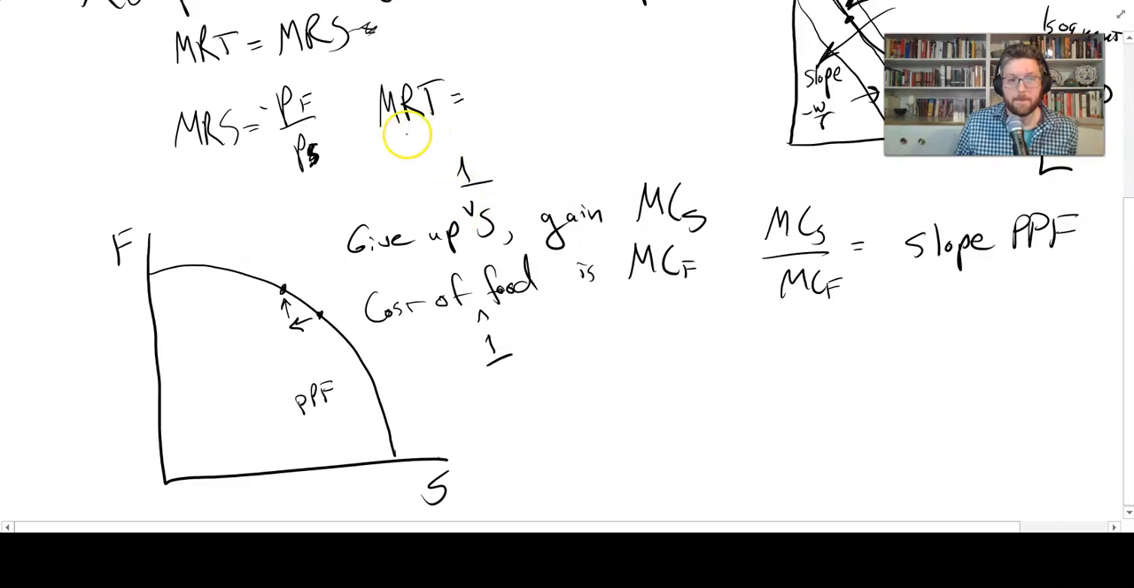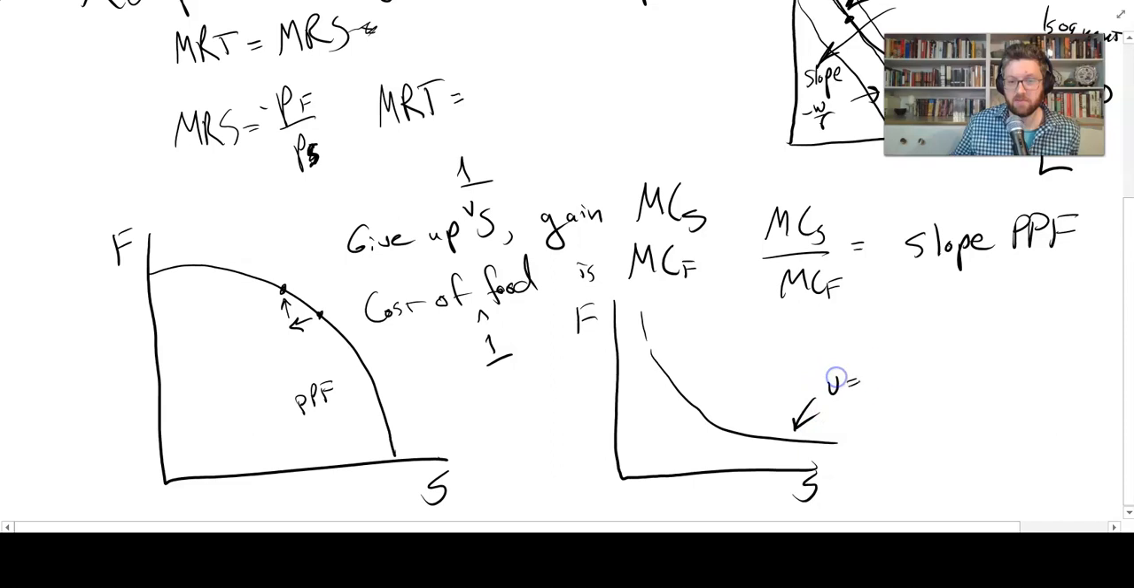Now, if I'm also going to have a consumer indifference curve, and I draw the same kind of axes, F over S, they've got some kind of indifference curve. Let's say this gives them utility 10, and they're going to maximize utility. They're going to basically find the highest indifference curve that is tangent to this budget, and this thing is going to have a slope negative PS over PF.